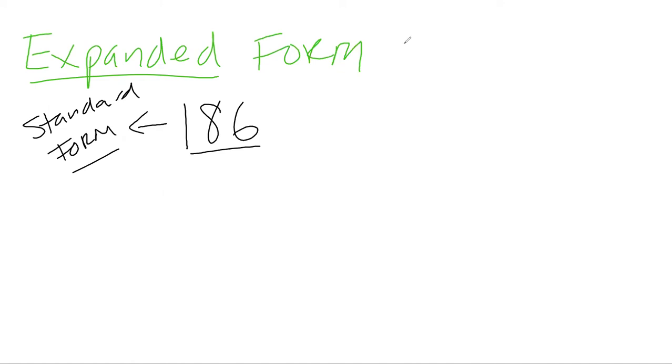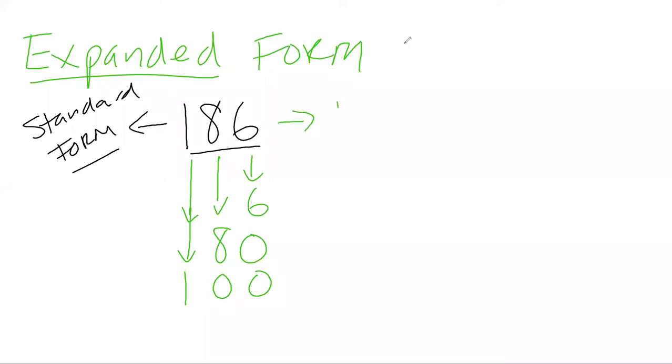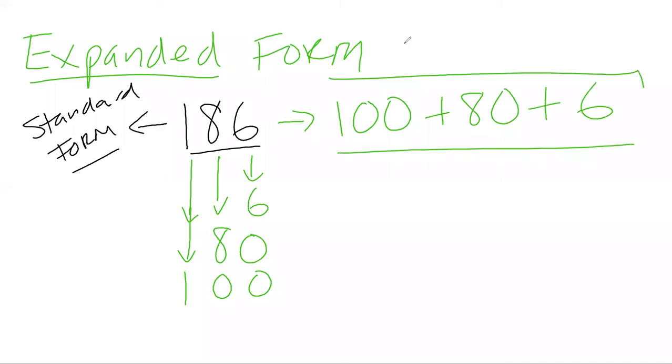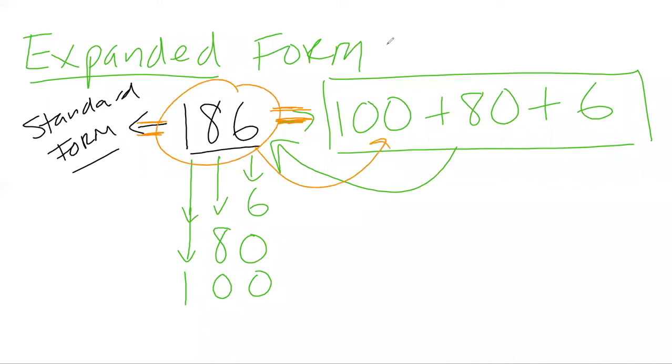So if I have the expanded form and I think about the 6, the value of the 6 is 6, and the value of the 8 here is 80, and the value of this 1 is 100, right? These are those values. Then if I was to write this in an expanded form, I would just write 100 plus 80 plus 6. This is your expanded form. And it is exactly the same thing. These are equivalent, right? These are equal to each other. It's the same thing. 186 in standard form is written with 100 plus 80 plus 6 in expanded form.